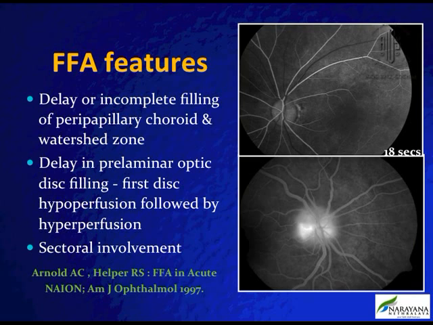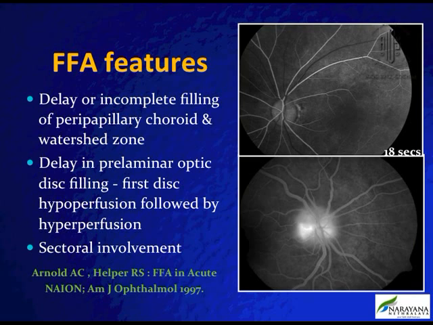If we are looking at the FFA features, this is more so for arteritic. We see there is a delay or incomplete filling of the peripapillary choroid. In this, after 18 seconds it actually started filling up, and it should happen in the early 10 to 11 seconds. Also, there's a delay in the prelaminar optic disc filling.